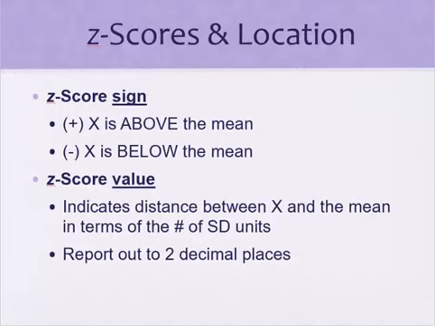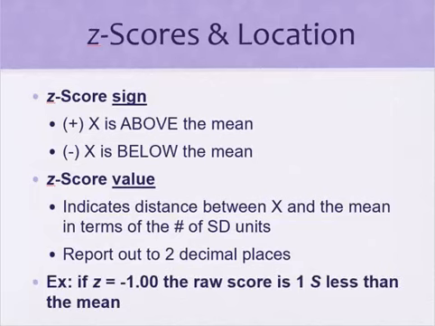The second thing about a z-score is its value, right? The actual number. The numeric value tells us how far above or below the z-score is from the mean, right? So it indicates the distance, right, between the raw score and the mean, but it indicates its distance in terms of standard deviation units. And you'd always report a z-score out to two decimal places. Even if you compute a z-score and it's 1, you would report that as being plus 1.00.